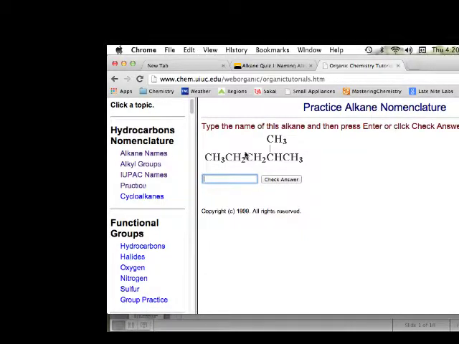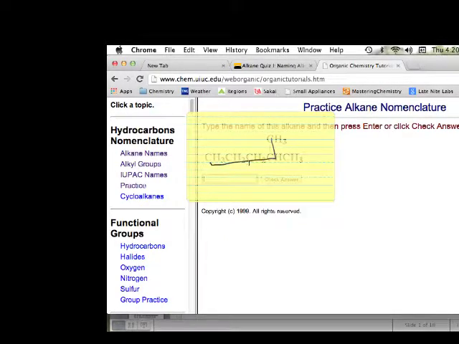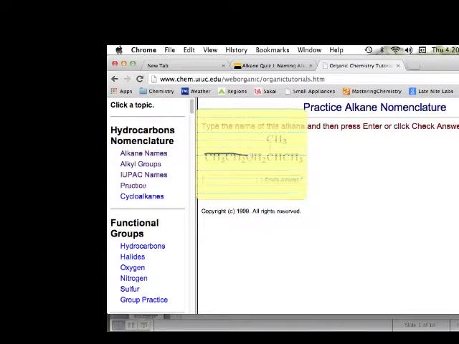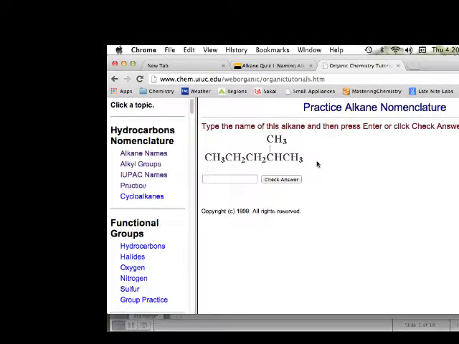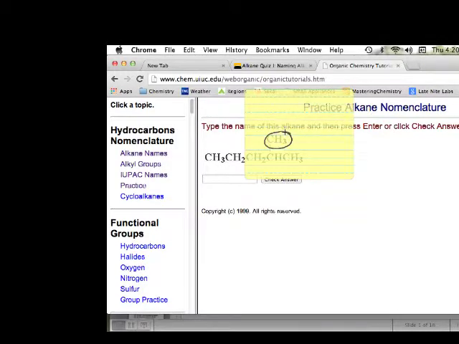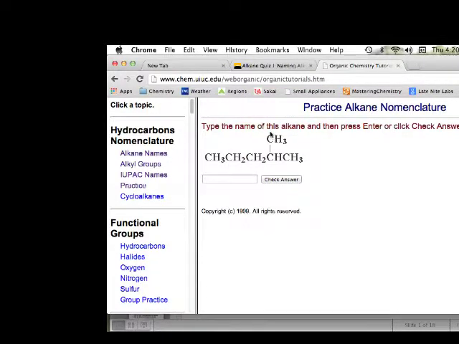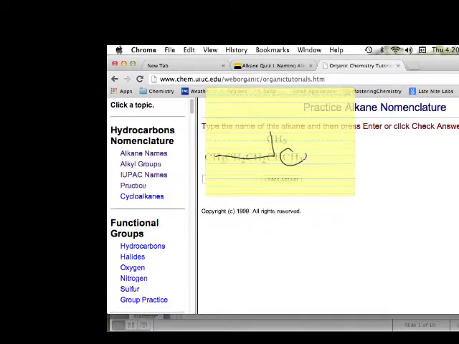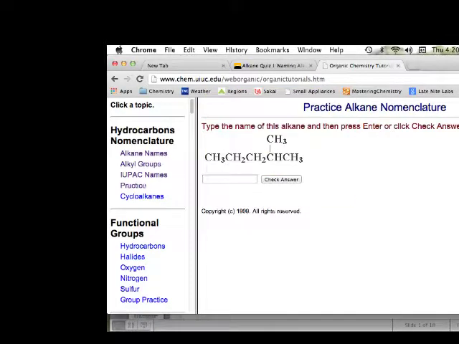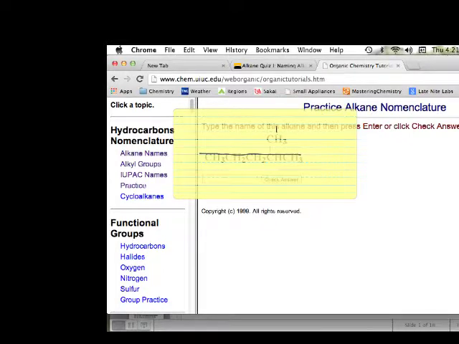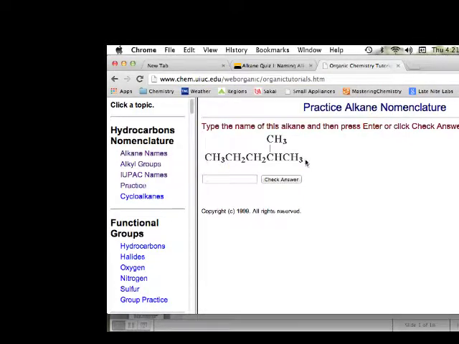So I've got 1, 2, 3, 4, 5. I can either draw it this way or I can draw it this way. I've got a 5 carbon chain. I've got a methyl group hanging off of that chain, whether you draw it like this, then here is your methyl group, or if I draw it like this, then here is the methyl group. It is not going to change the name. So the base of the name is pentane because of the 5 carbons, and it's all single bonds.